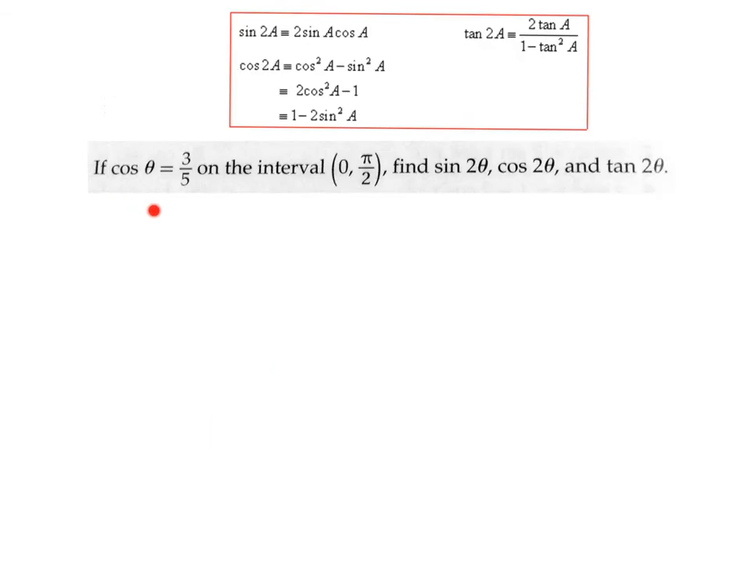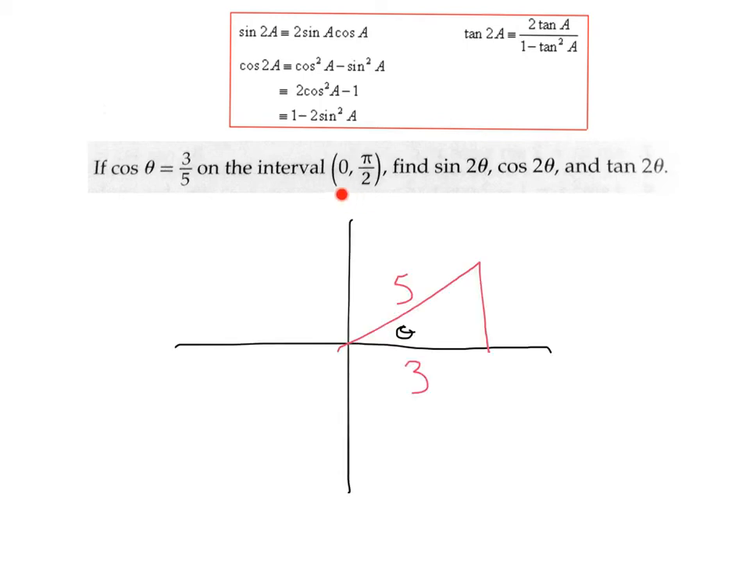If cosine theta equals 3/5 on the interval 0 to pi over 2, let's find all those double angles. Again, let's start by finding which quadrant our angle lies. Since we lie between 0 and pi over 2, I know that the triangle has to be in quadrant 1. My adjacent side is 3, my hypotenuse is 5, and if I do the Pythagorean theorem, I know I'm going to get an opposite side of 4.